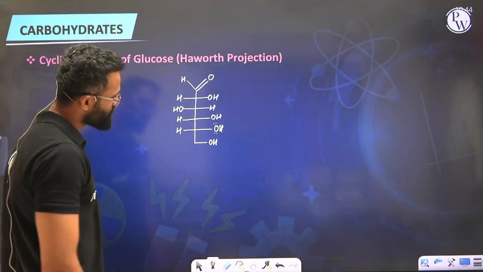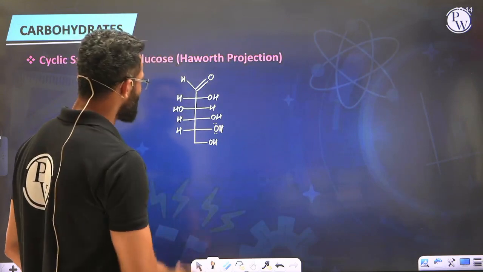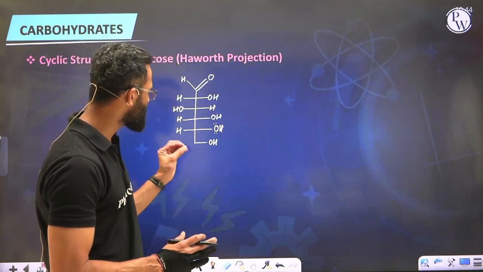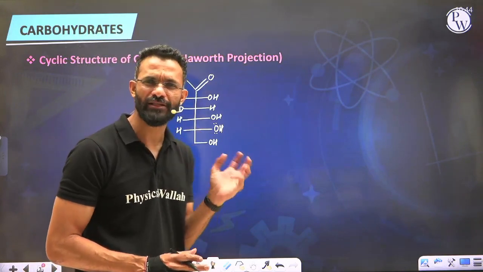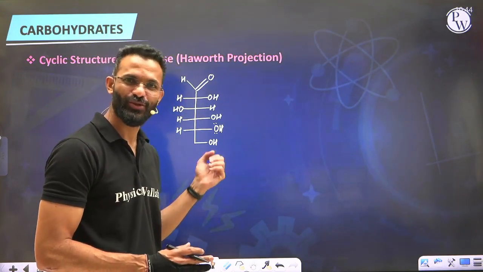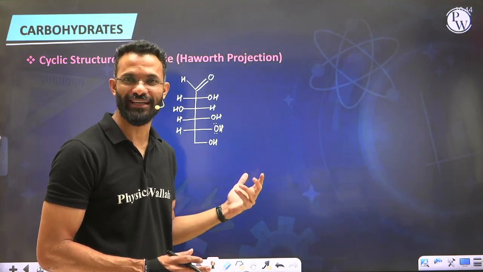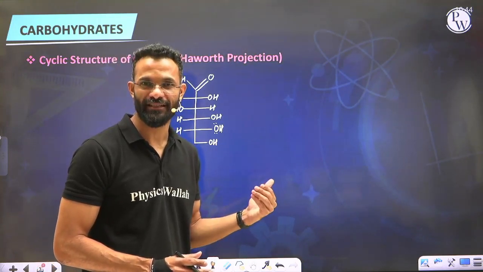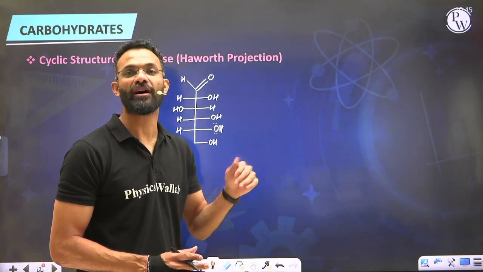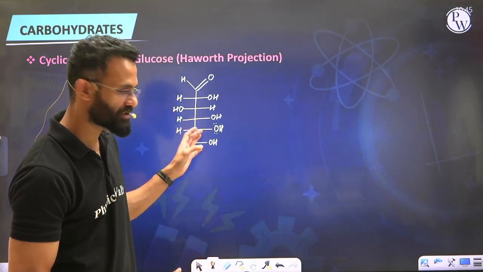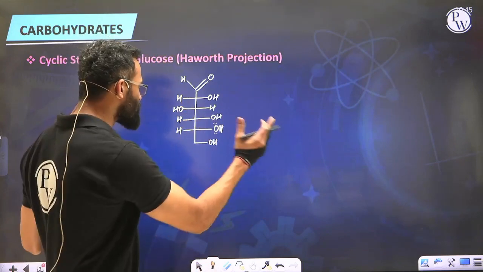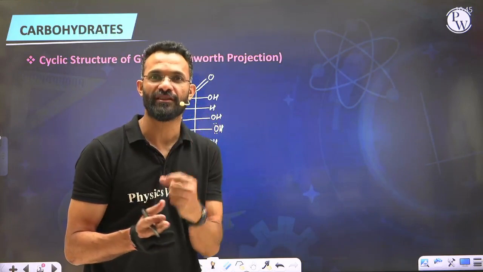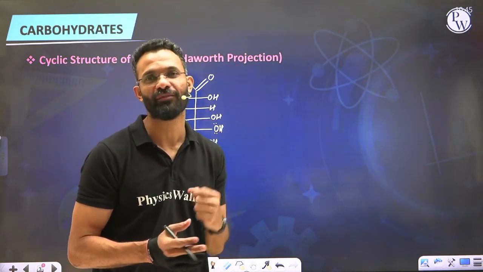Now everyone, this open chain structure, like I said, naturally occurring glucose contains just 0.02% of open chain glucose. So almost negligible, almost like does not exist. Whereas the remaining 99.98% is a mixture of 2 other forms of this open chain structure. So other than this, there are 2 more structures of glucose which are cyclic. So these total 3 structures exist in dynamic equilibrium with each other.